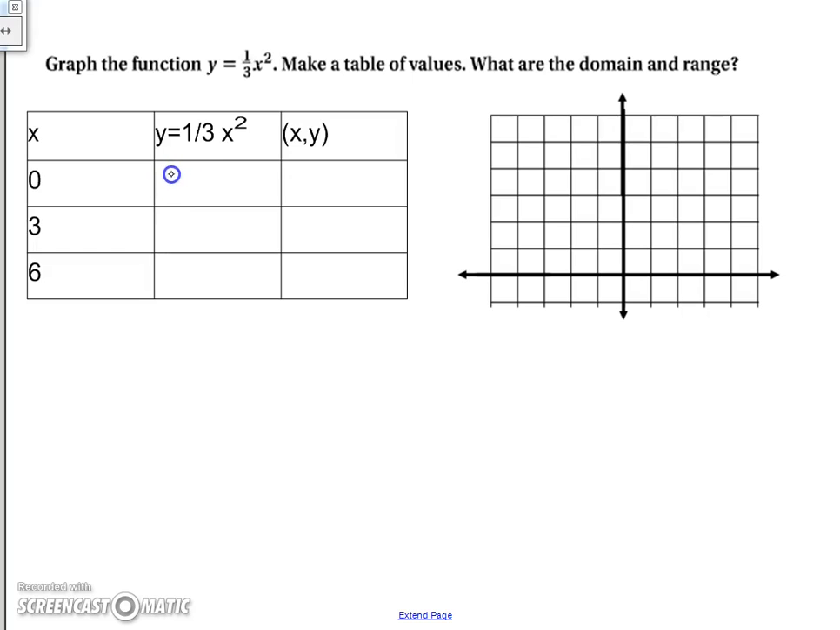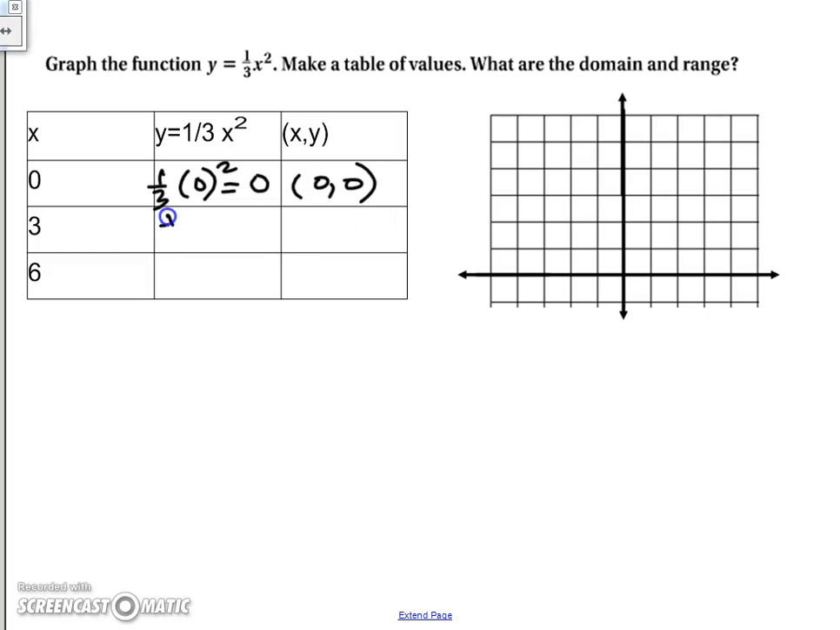So if we're going to use 0, plugging in 0 for our x value, we have 1/3 times 0 squared. Again, making sure that you use your parentheses. 0 squared is 0, times 1/3 is 0. So our first point is going to be (0, 0).